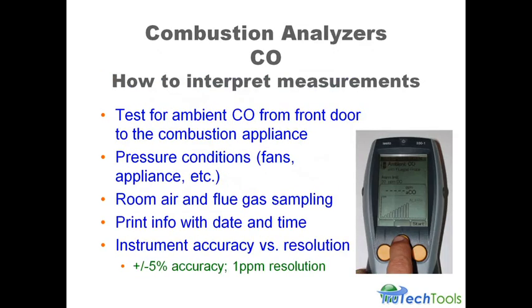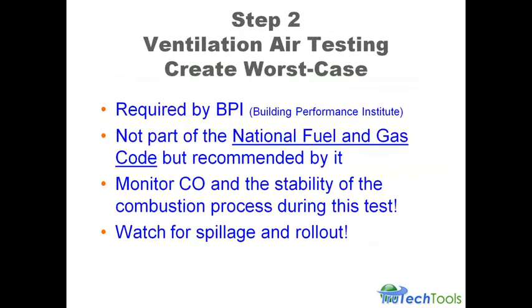All right, how to interpret the measurements? Well, we're going to test the ambient CO from the front door to the combustion appliance. We're going to test under different conditions, right? It's called worst case. We're going to set up. We're going to do it with the fans and the appliances. We're going to test the room air and the flue gas. We're going to print that information out when we're done. So now that we've tested the ambient CO, and again, we're going to carry an ambient CO meter with us so we make sure we're safe all the time.